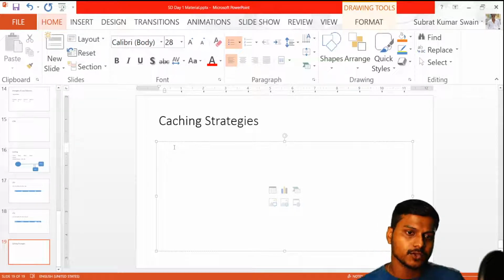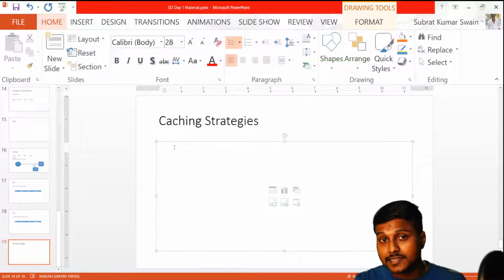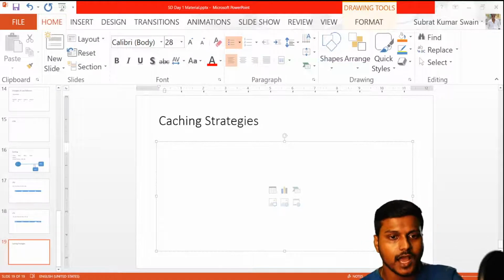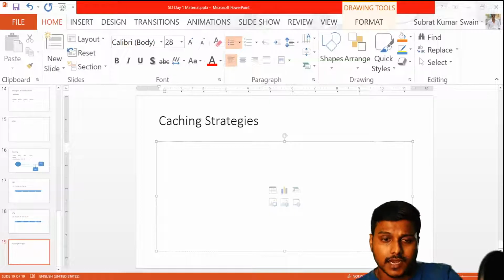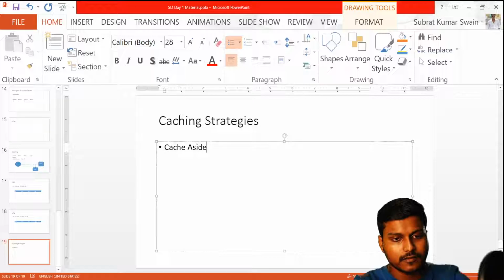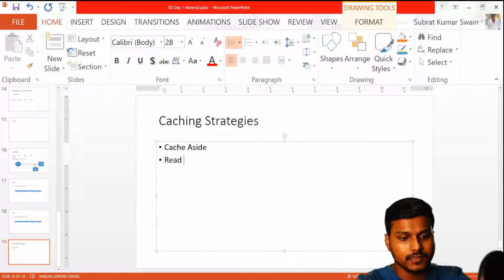Caching strategies. So we have cache aside, we have read through, we have write through, we have write behind. These are the four caching strategies majorly. So one is cache aside, we have read through, we have write through, and we have write behind.